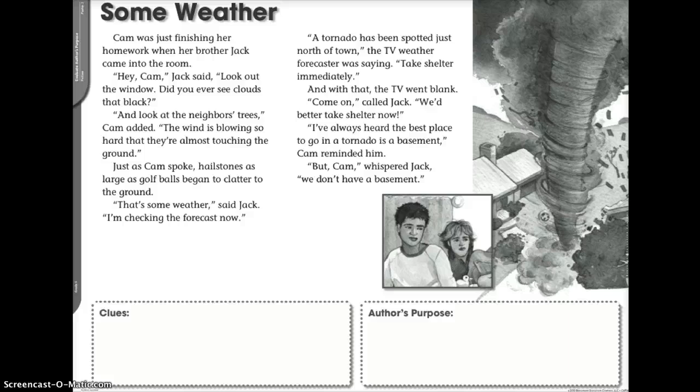A tornado has been spotted just north of town, the TV weather forecaster was saying. Take shelter immediately. And with that, the TV went blank. Come on, called Jack. We'd better take shelter now. I've always heard that the best place to go in a tornado is the basement, Cam reminded him. But Cam, whispered Jack, we don't have a basement.